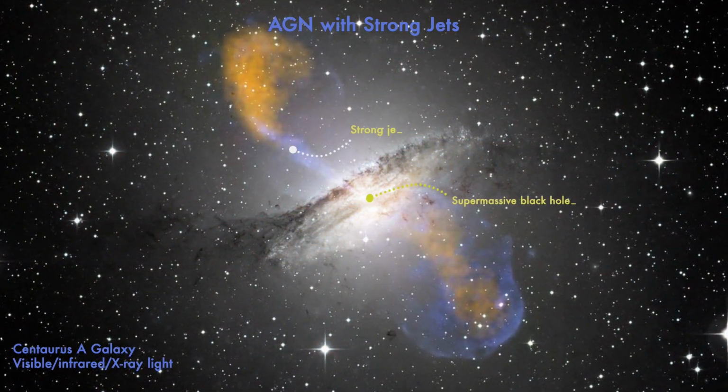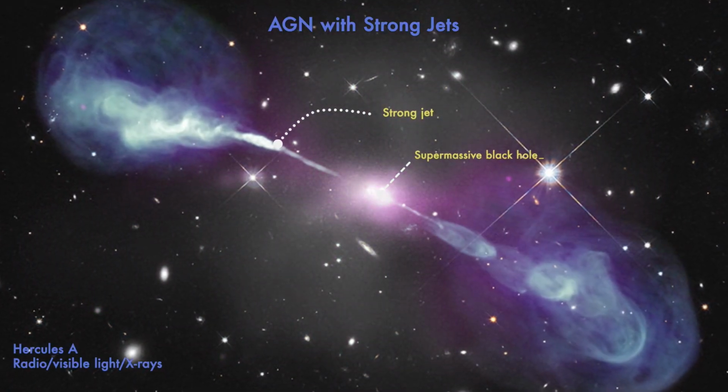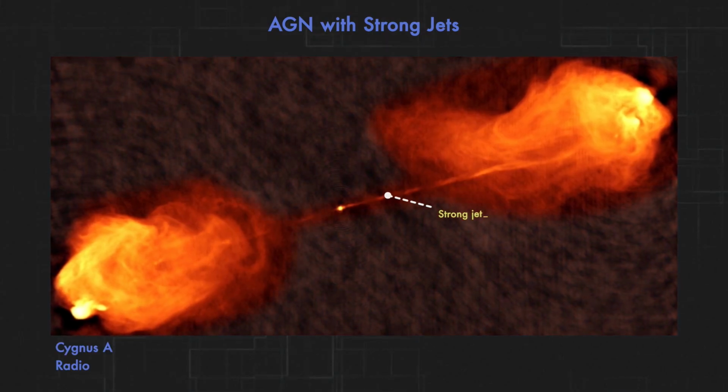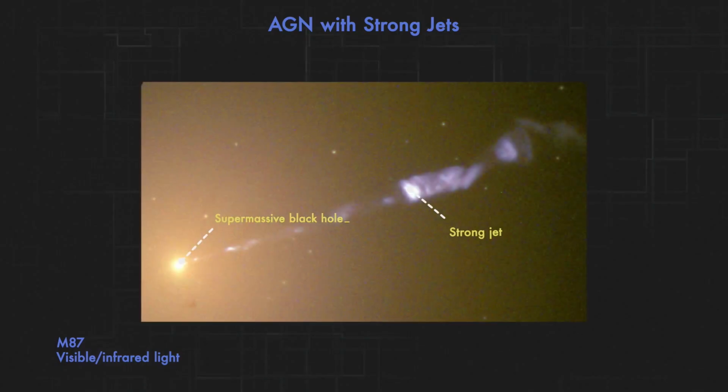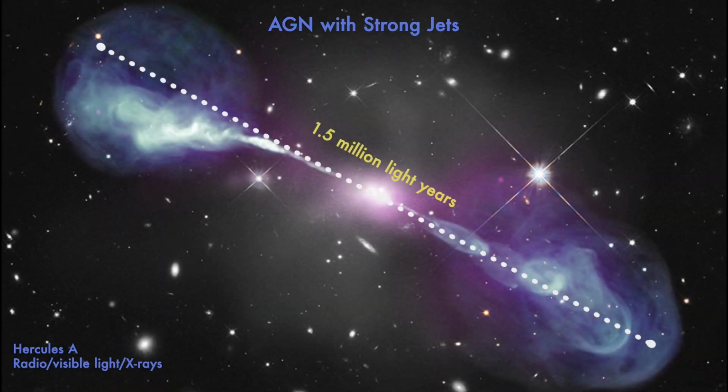There are strong jets and weak jets. High-intensity AGN, the large jets, have been studied for a long time. We've seen, they're very obvious. You can see them on the sky. You see them bright in the radio emission. You see them bright in the optical. The largest ones can get several million light years in size.